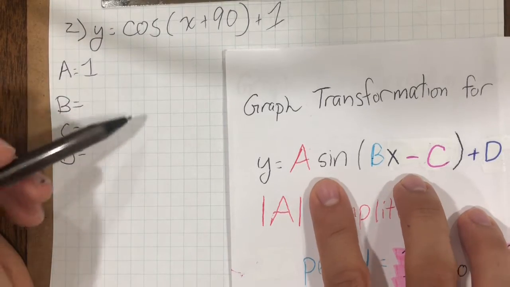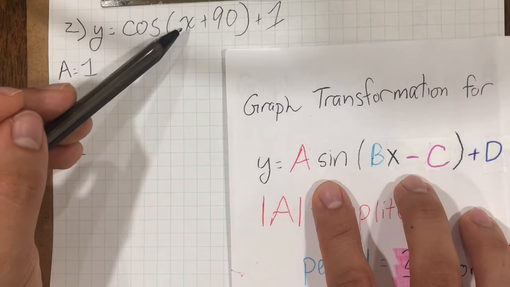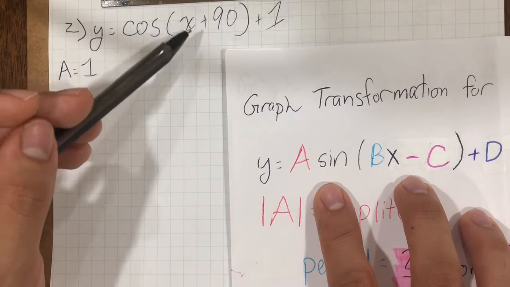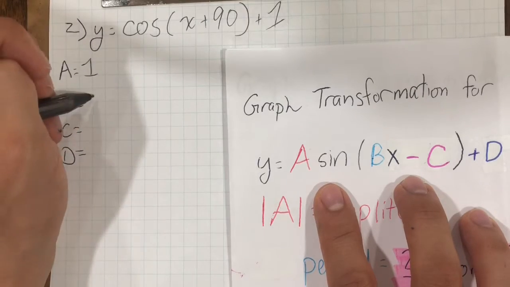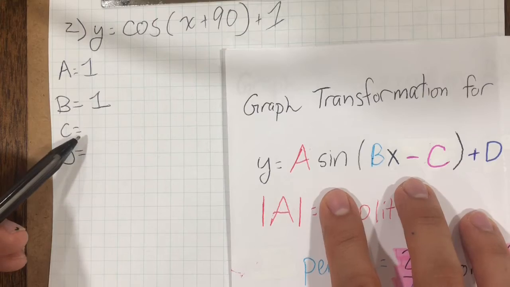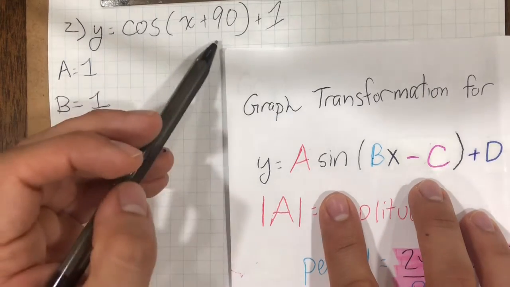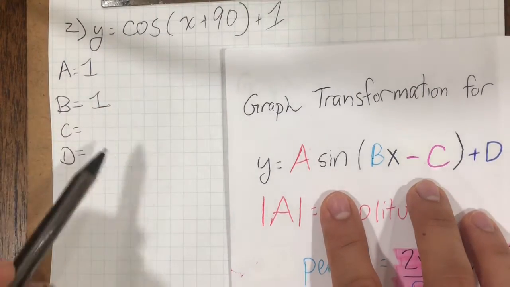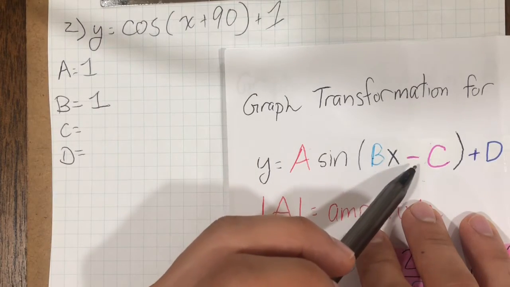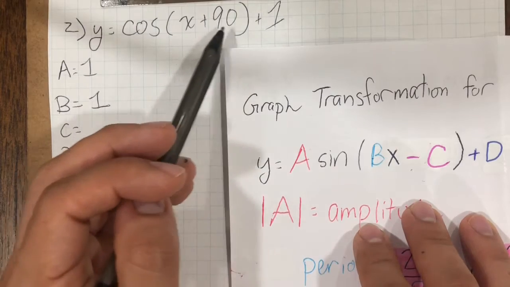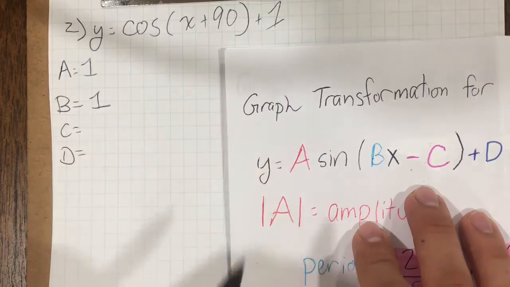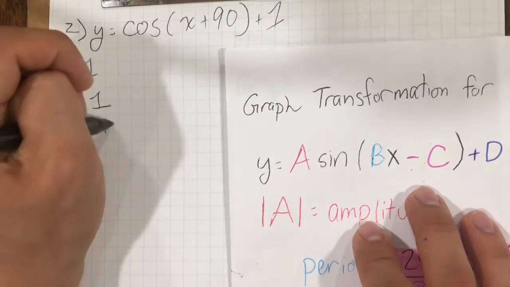And then for B, which is in front of x, there is no number in front of x, so the coefficient is 1. All right, and then we have C, and we see that C is in the same spot as this plus 90. So C is going to be a 90. However, originally this was a negative, and to go from a negative to a positive, this 90 had to be a negative because double negatives make a positive. So C is going to be a negative 90.